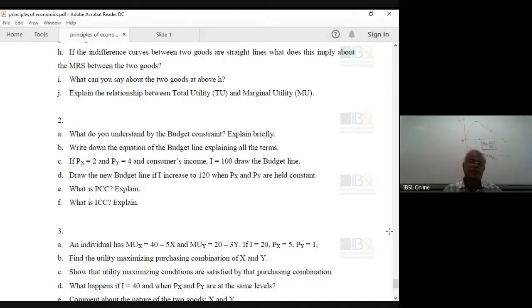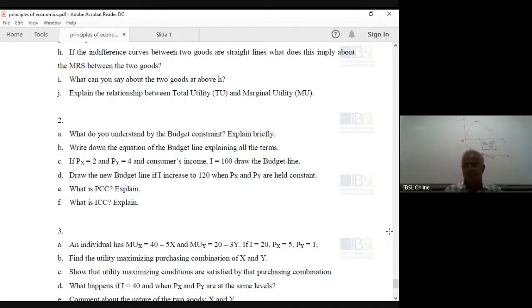Write down the equation of the budget line, explaining all the terms. Equation, we know PxX plus PyY is equal to I. PxX, price of X into quantity X, plus PyY, price of Y into quantity Y, equals income. PxX is expenditure on X. PyY is expenditure on Y, buying Y units. Income, I. So total expenditure equals total income. That is the budget constraint.